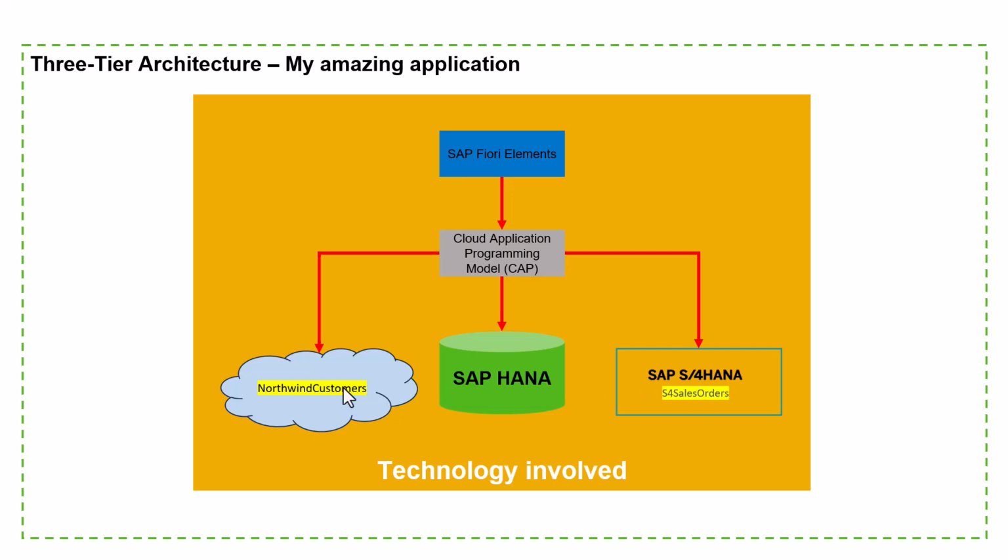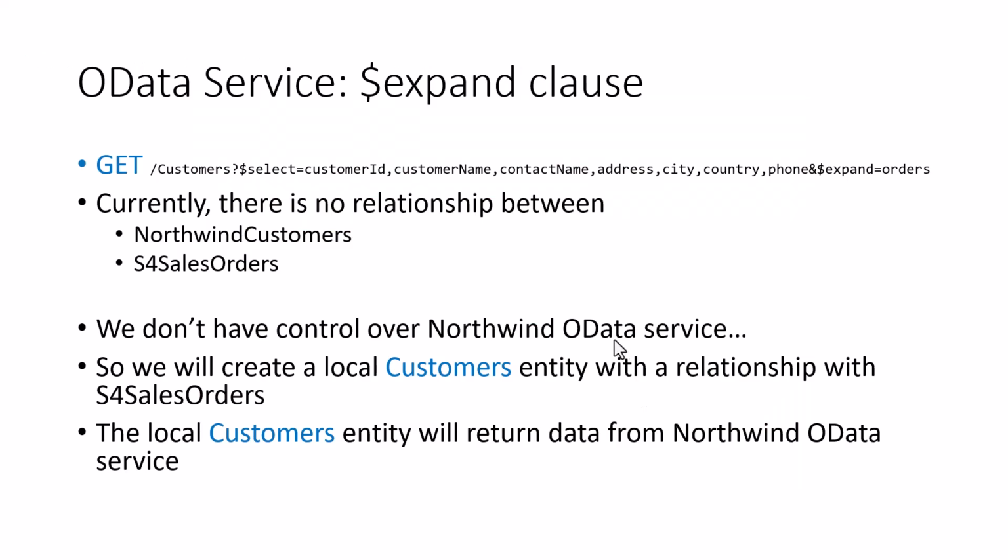But there is no linkage between these two tables. And what we want is some kind of a relationship between these two tables. And once we have the relationship, we can execute an OData service that looks something like this. We can read from customers, and then we can do an expand on the orders. And what I want to be able to do is get the customers from the Northwind OData service, and then the sales orders from the SAP S/4HANA system. So this is my end goal.